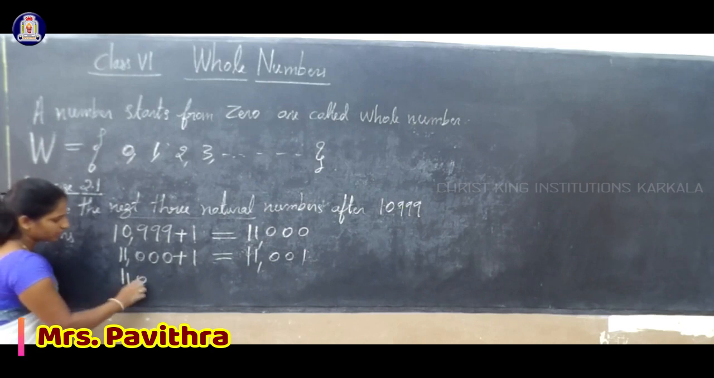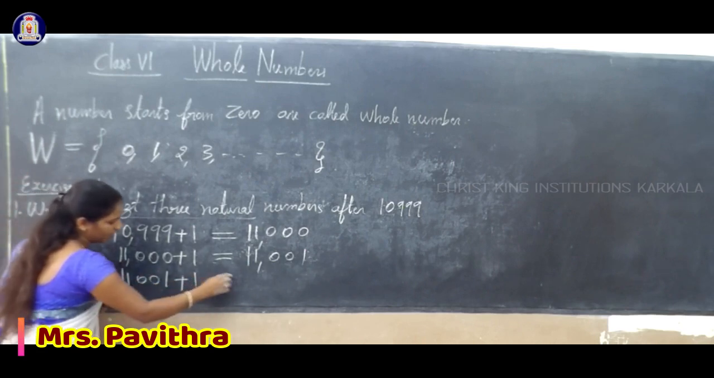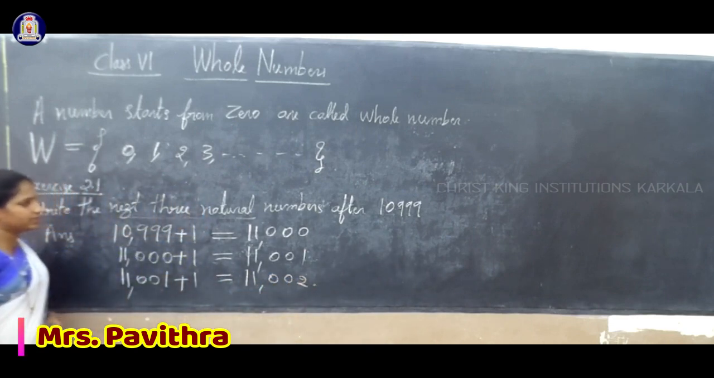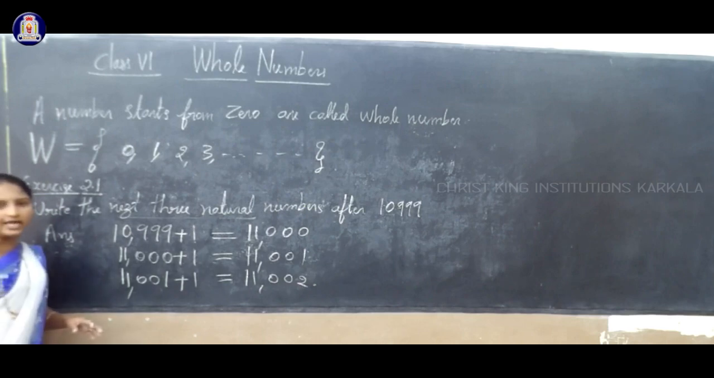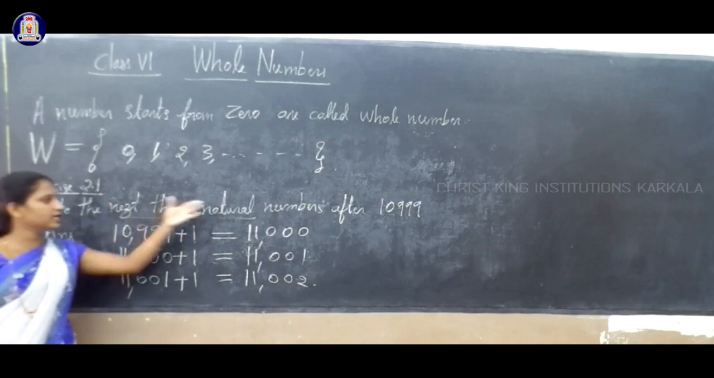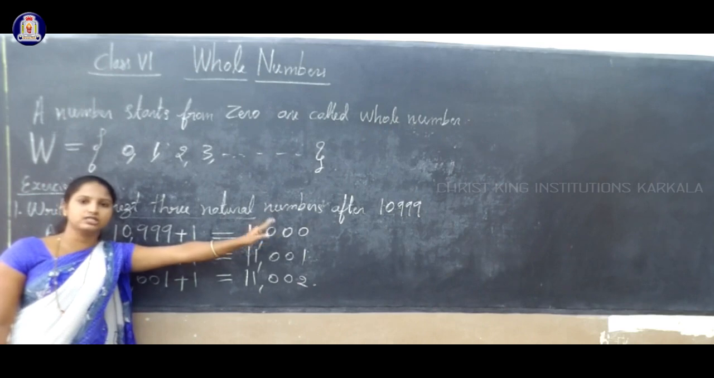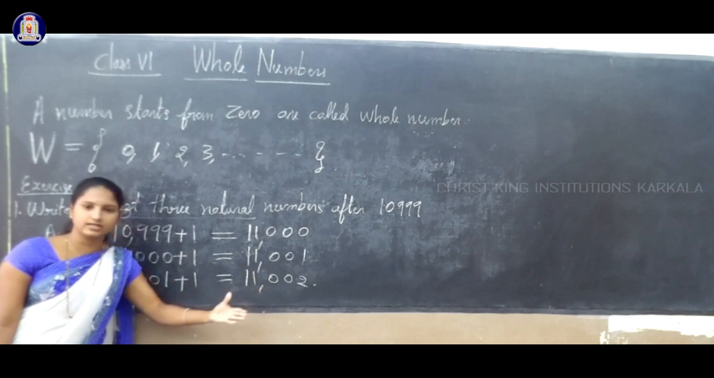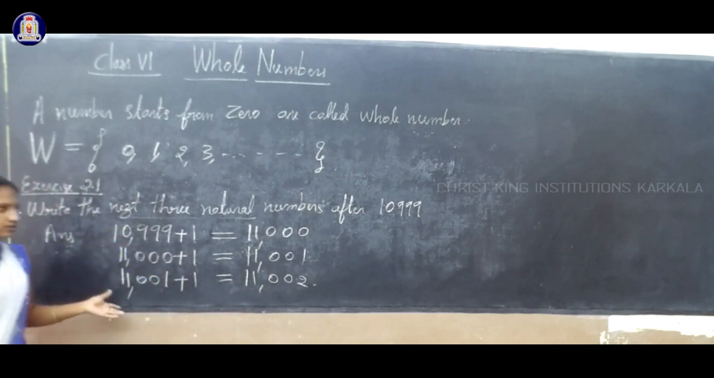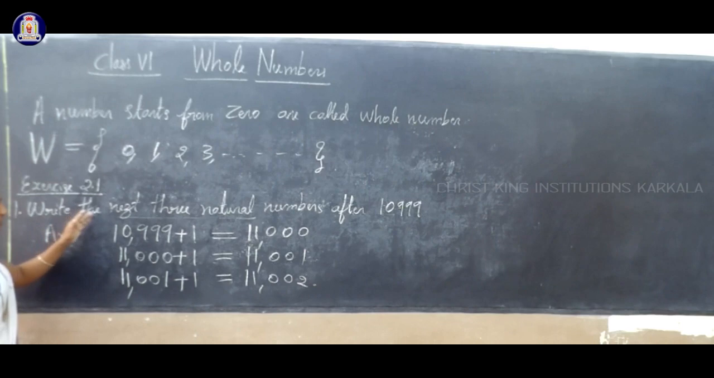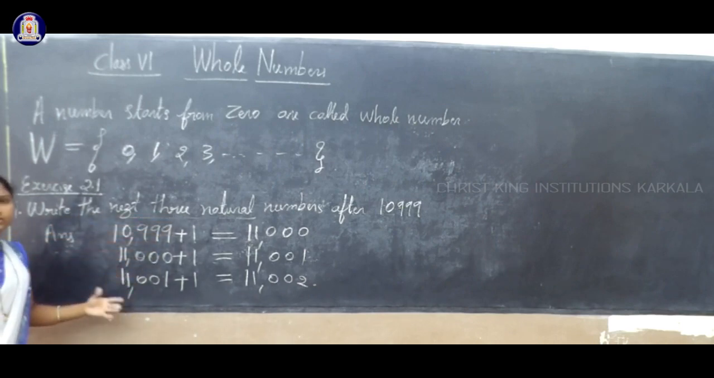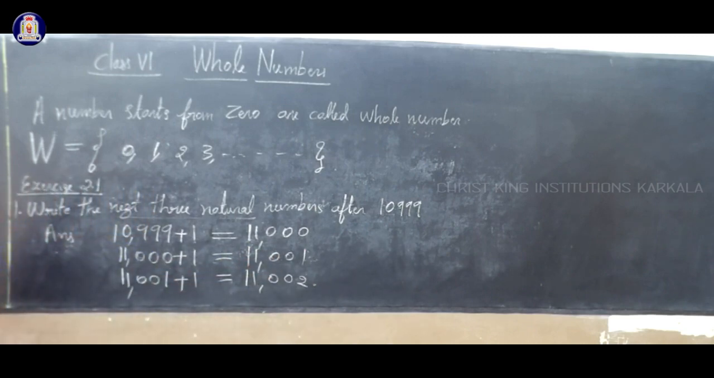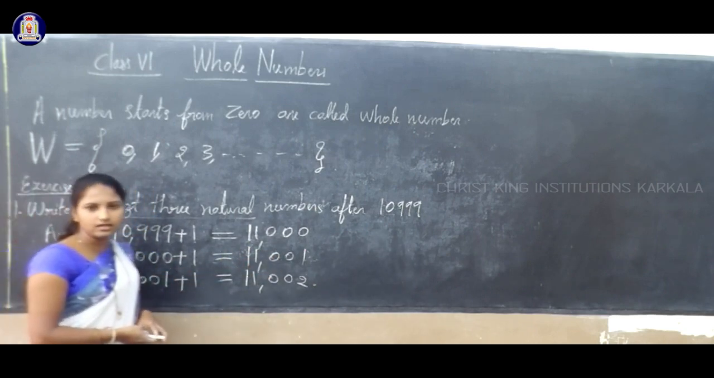Again 11,001 plus 1. If you add plus 1 we get 11,002. So how many natural numbers do you write? Only 3 natural numbers. That means the next 3 natural numbers after 10,999 are 11,000, 11,001, 11,002. So this is the answer, the solution to this question.